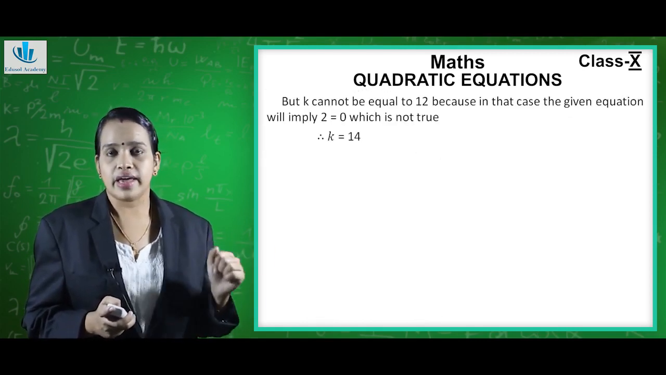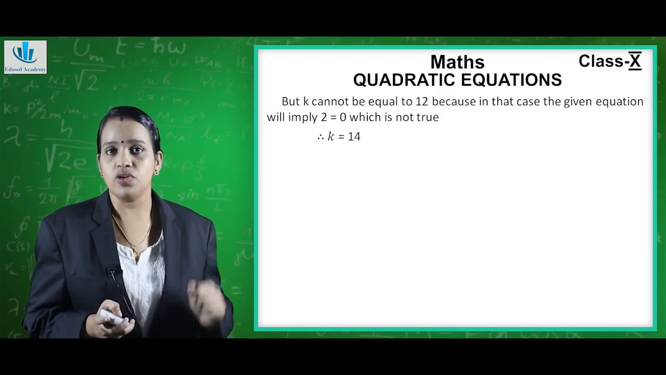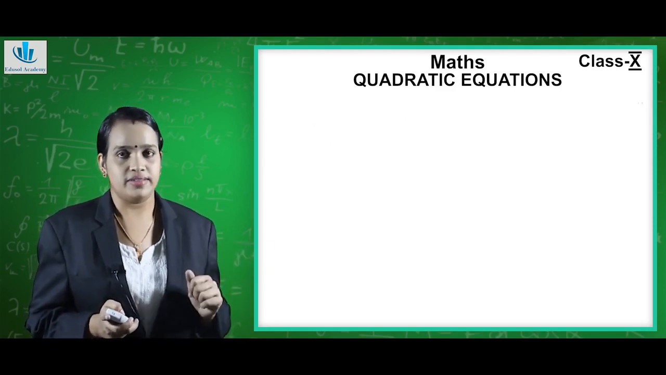But we can say that k cannot be equal to 12, because in the given equation it is said that 2 is equal to 0, which is not true. So we can say that k will be equal to 14.